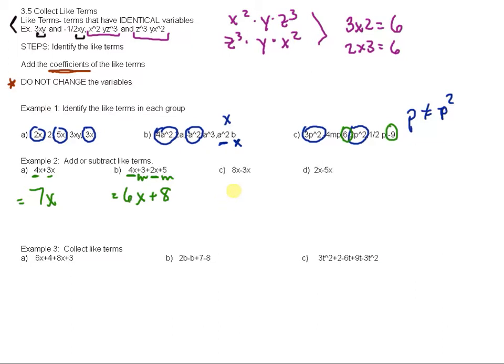Okay, now 8x minus 3x. Well, what's 8 minus 3? I get 5x. 2x minus 5x, I get negative 3x. Again, you are subtracting the coefficient, leaving the variable. Okay, watch them get harder. We have a 6x and an 8x, those are like, so I have 14x, and then we have 4 plus 3, so I get plus 7.